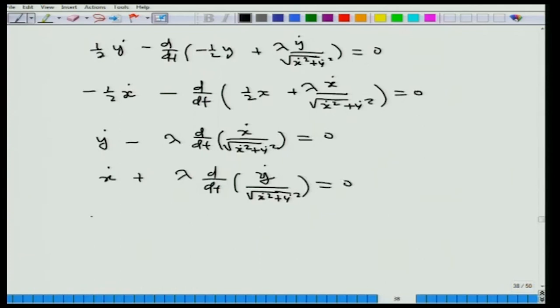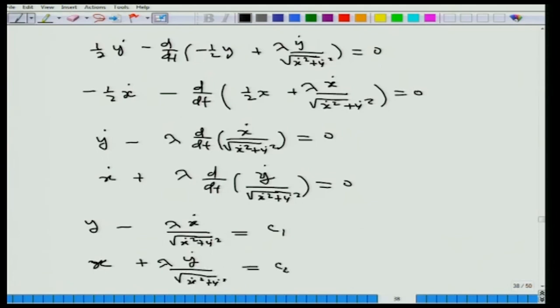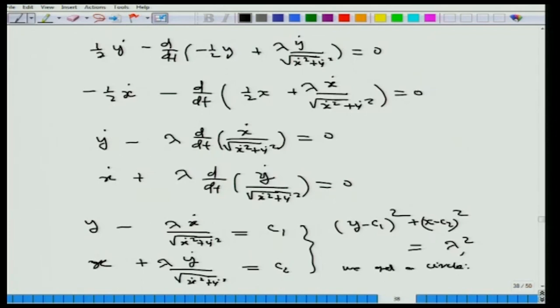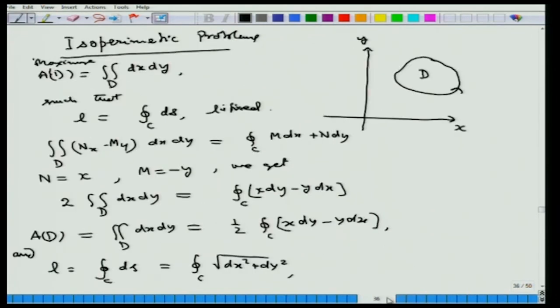These can be integrated to get y minus lambda x dot over the square root of x dot square plus y dot square equal to c1, and x plus lambda y dot upon the square root of x dot square plus y dot square equal to c2. So, we do not need to integrate it. We can see that (y minus c1) square plus (x minus c2) square will give us lambda square. So, we see that we get a circle. So, here obviously, as expected, the circle is the one which optimizes this area when the length of the circle is fixed.